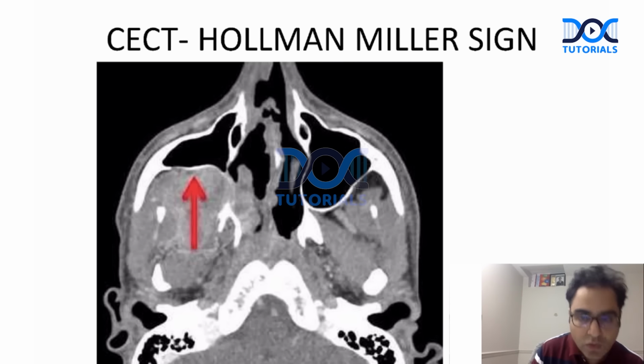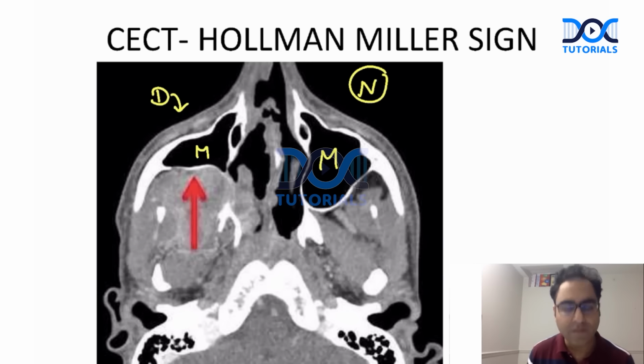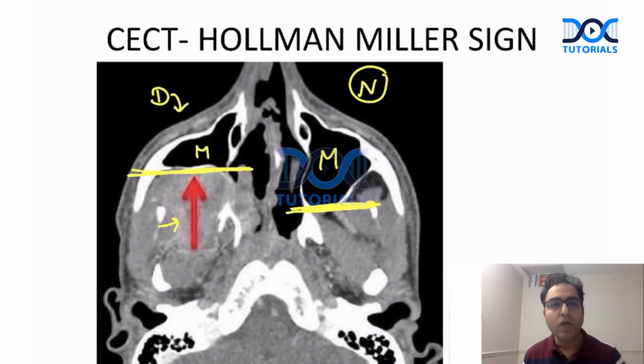Please see, the tumor is growing right behind the maxilla. So the tumor will be pushing the posterior wall of the maxilla forward. This M is the maxillary sinus. This is the normal side, and this is the disease side. This red arrow represents the tumor. Can you see the posterior wall of the maxilla on the normal side versus the disease side are at different levels? Tumor is pushing the posterior wall of maxilla forward. This anterior bowing of the posterior wall of maxilla is technically called Hallman-Miller sign, which is a radiological sign on CECT of angiofibroma.